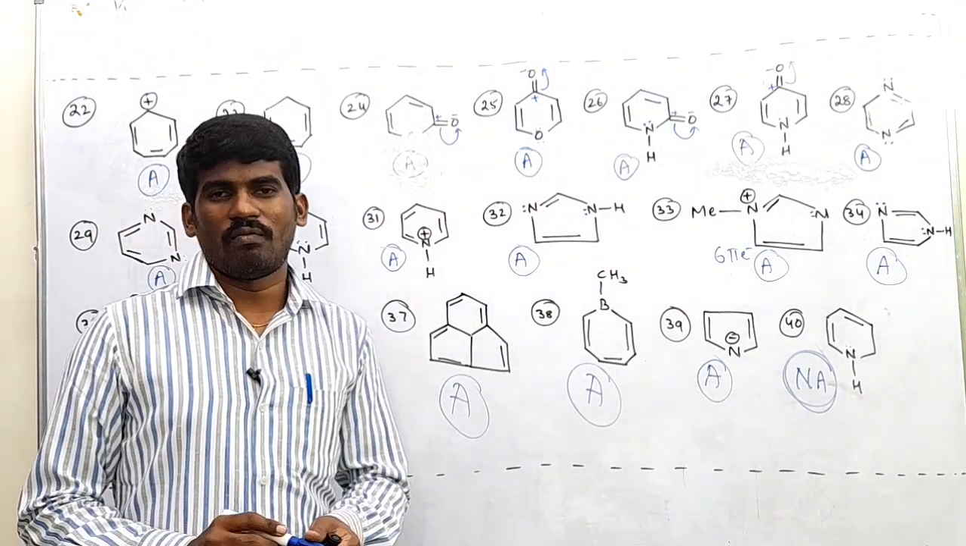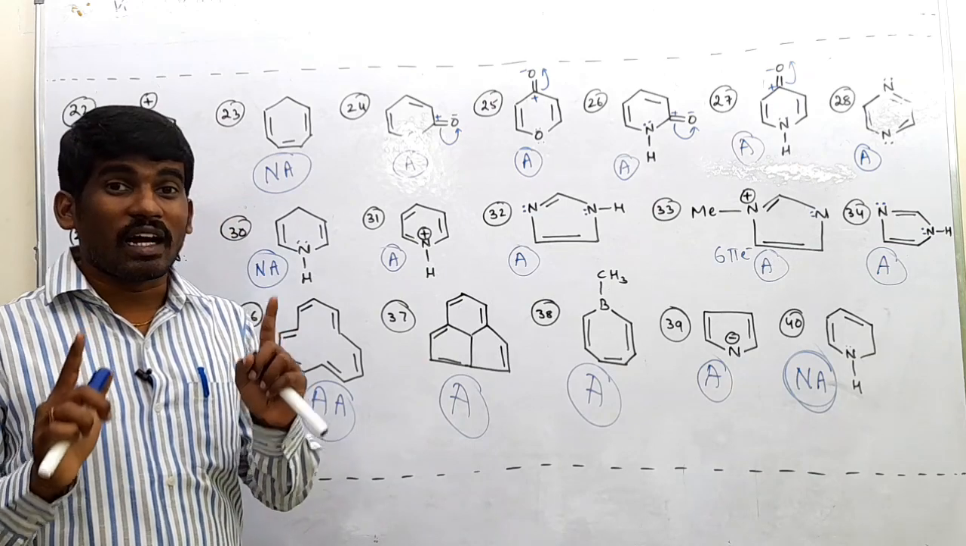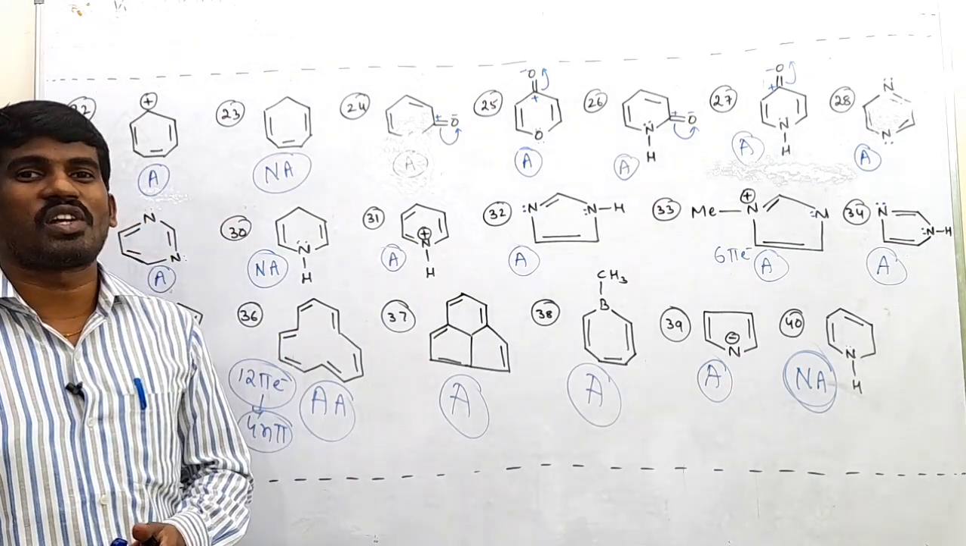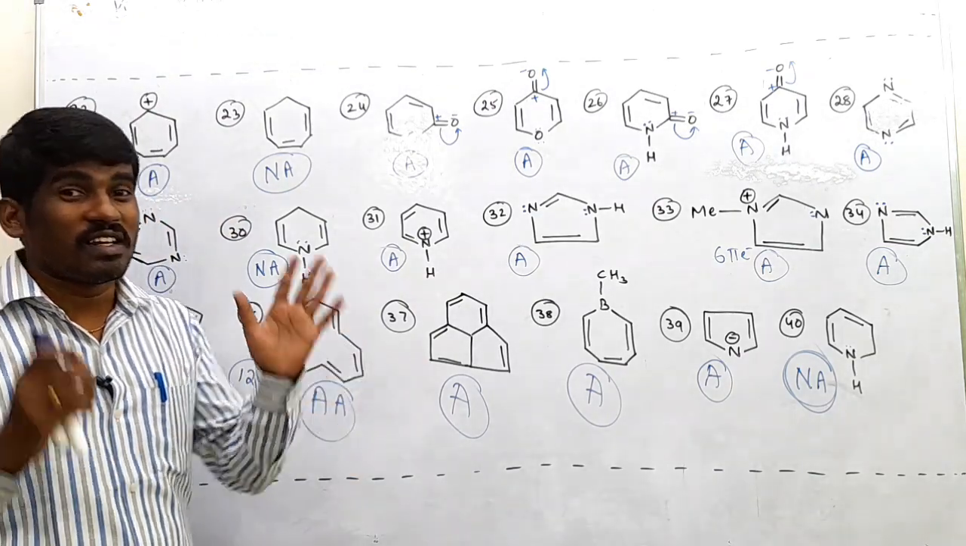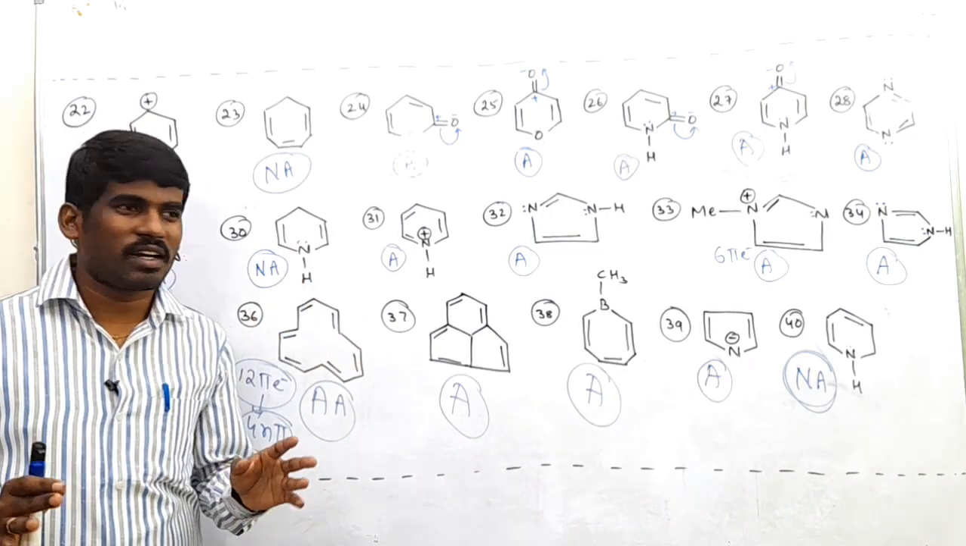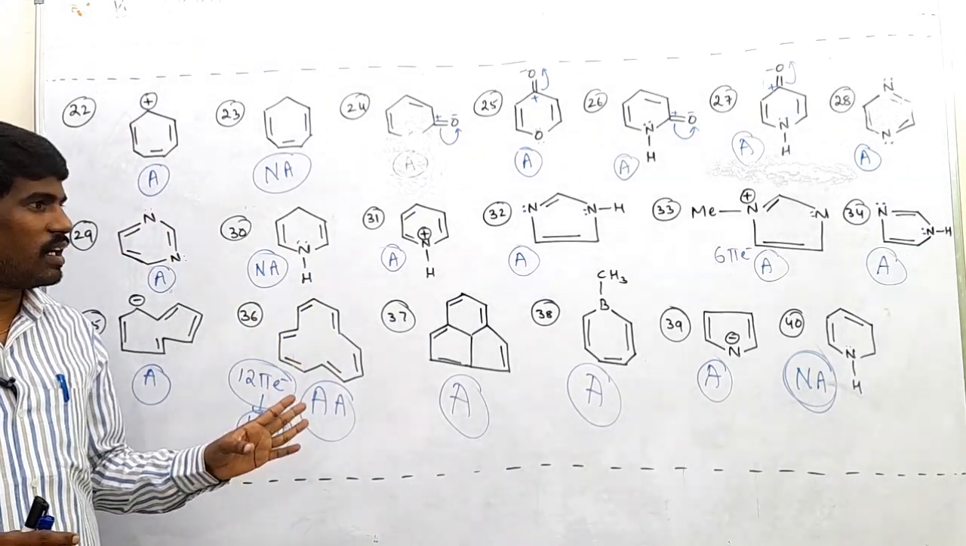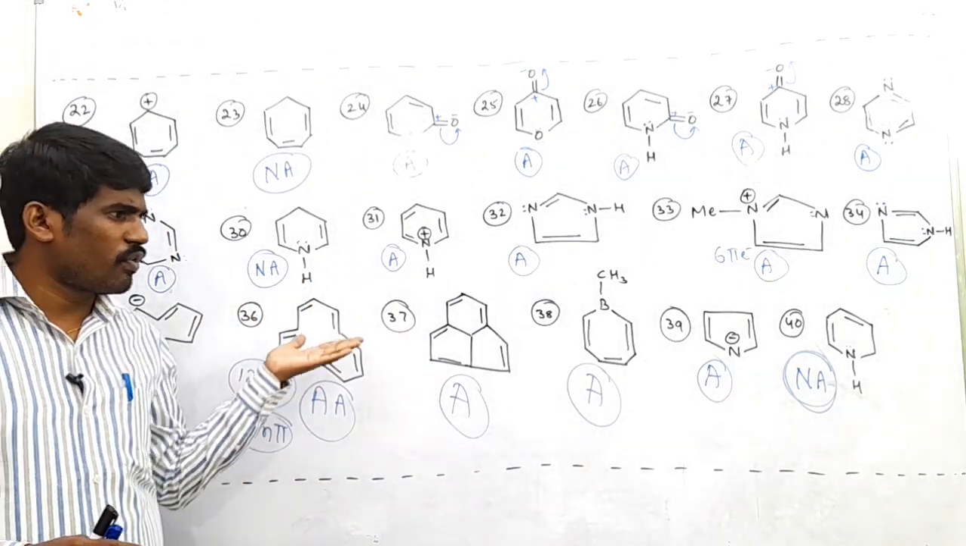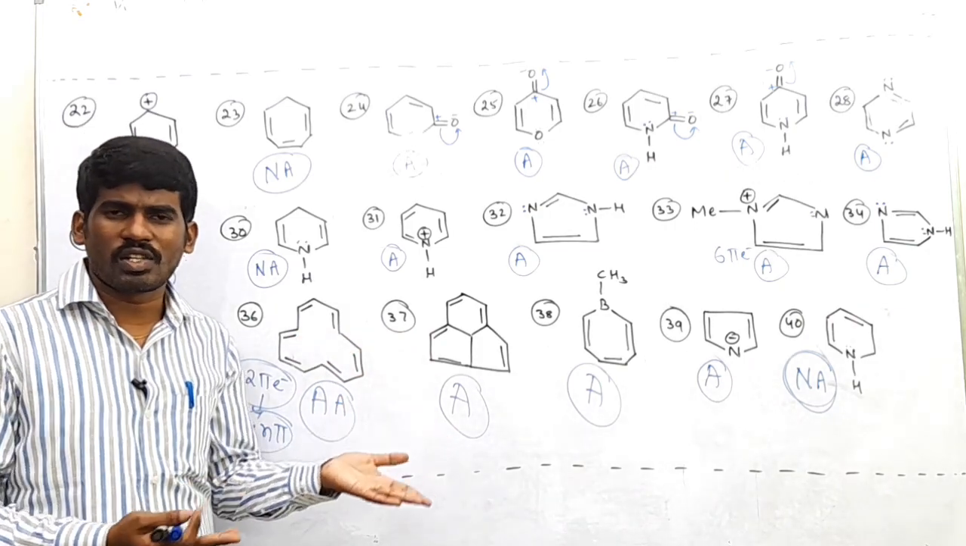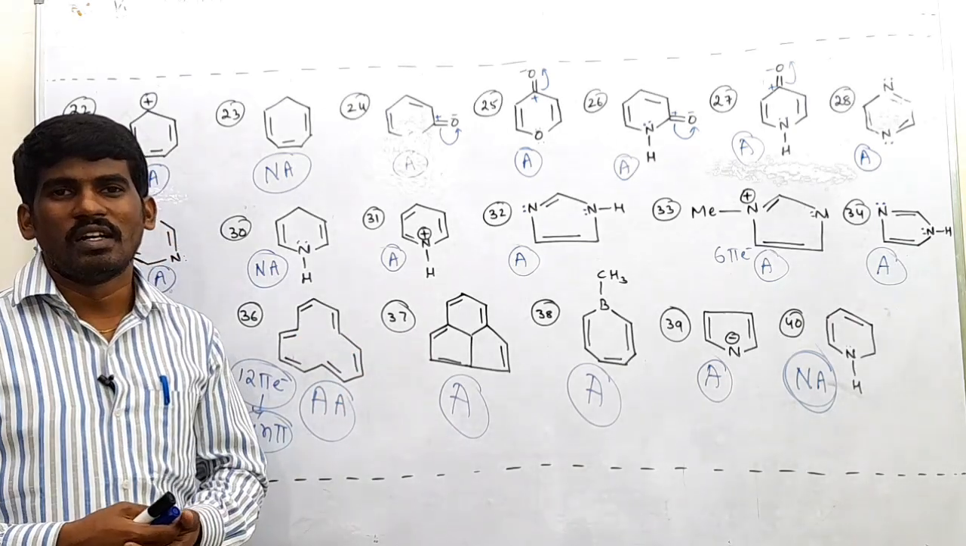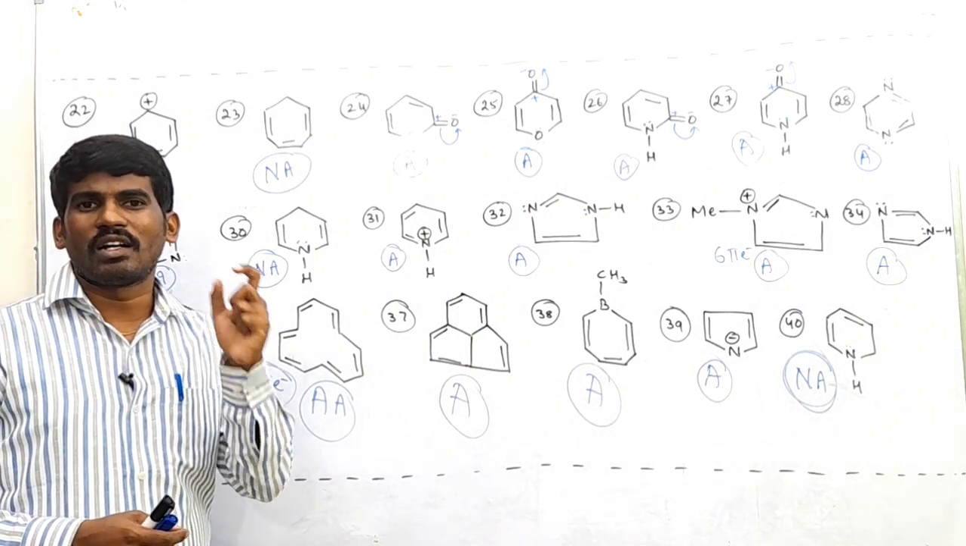So this will give you a crystal clear idea about identifying whether a compound is aromatic, non-aromatic or anti-aromatic, right? So already these 40 examples I have given. During the lecture time also I have given a few more examples. All together will give you a clear idea.